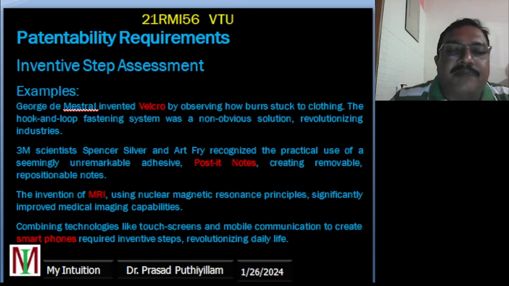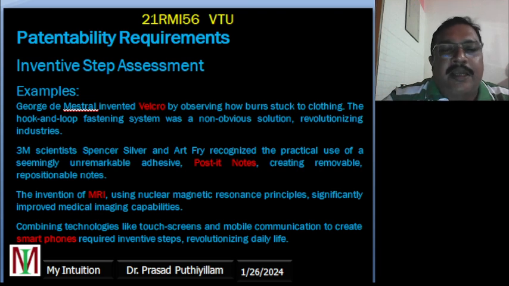What are the inventive steps? Okay. So it's a smartphone which combines technologies like the touch screen and mobile communication. So it is inventive. It required inventive steps and it is revolutionizing daily life.